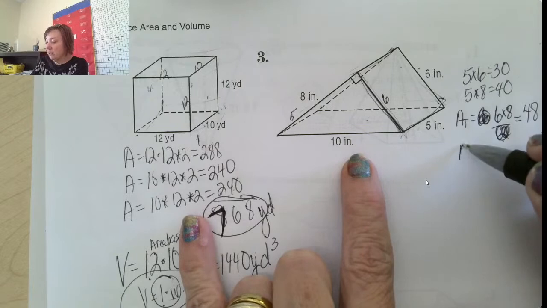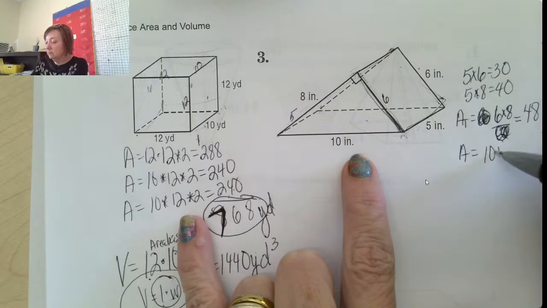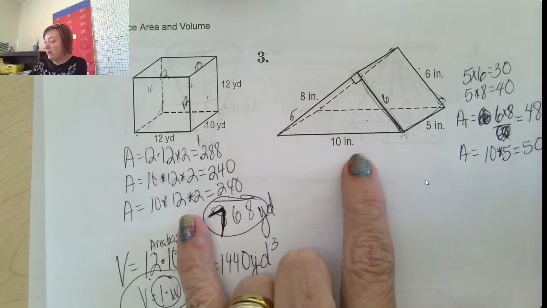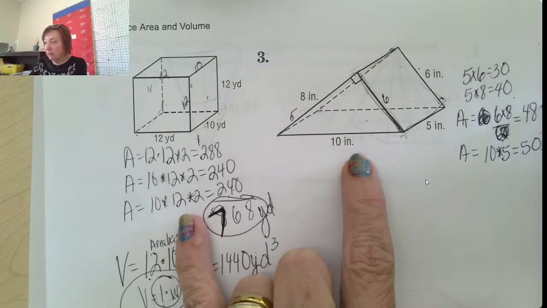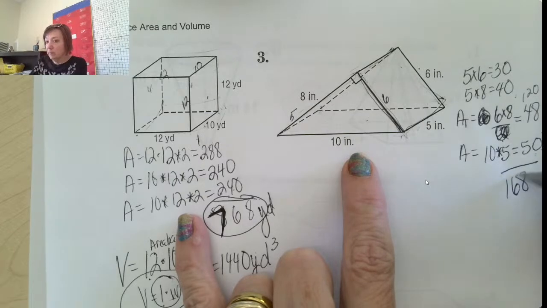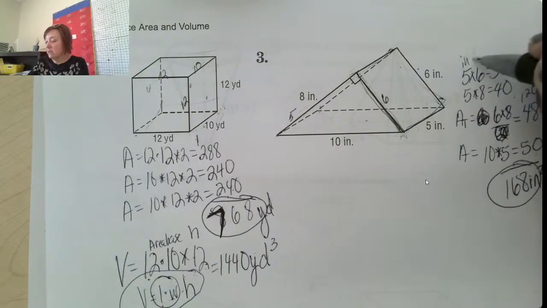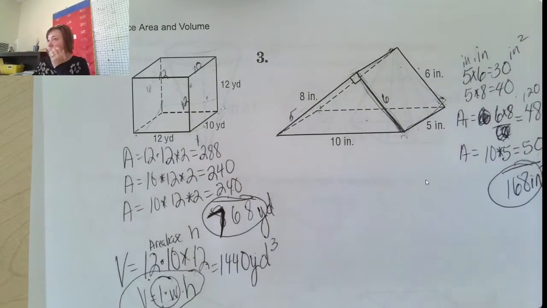And what's the area of it going to be? 50, because it's 10 times 5. So then we just add up 30, 40, and 50, and 48. So 30, 40, and 50, that's 70, and 50 is 120. 120 and 48 is going to be 168 inches squared, because we multiplied inches times inches to get inches squared for every one of them, right? That's not bad, right? Yeah, it's not bad.